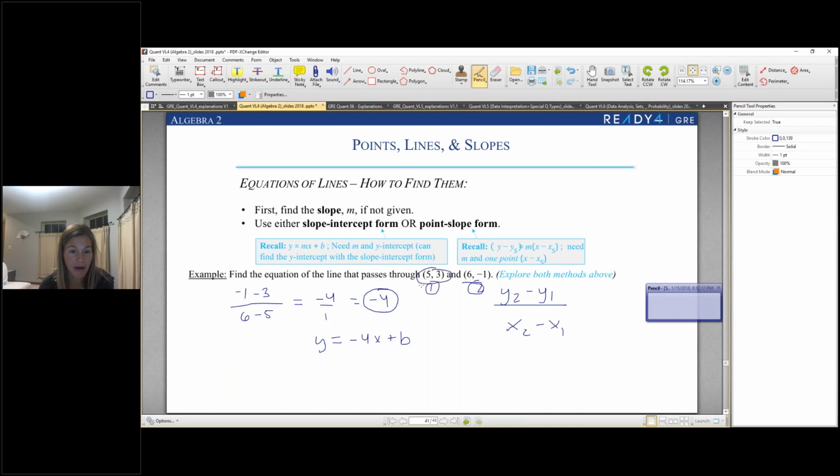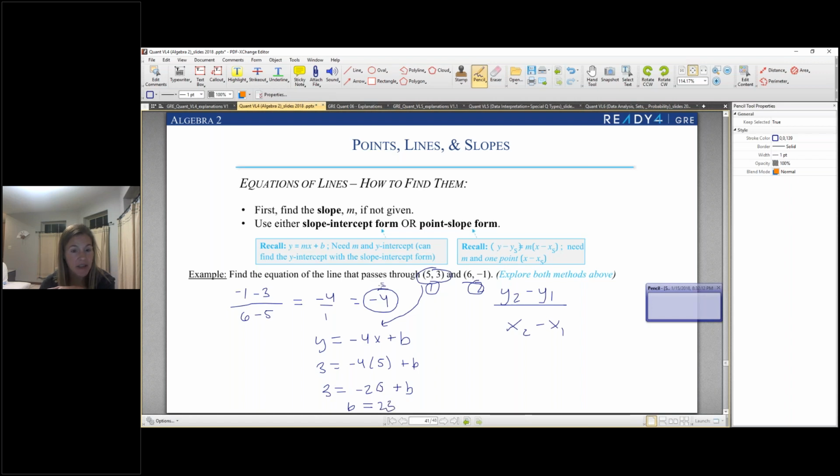I'm going to take this 5, 3, and plug it in here. So I'm going to put the 3 in where the y is, and the 5 in where the x is. Negative 4 times 5. Okay, so I just took my values and plugged them in. I could have used the 6, -1 point, it doesn't matter, but I'm going to use these two. So 3 is equal to minus 20 plus b. b is equal to 23.